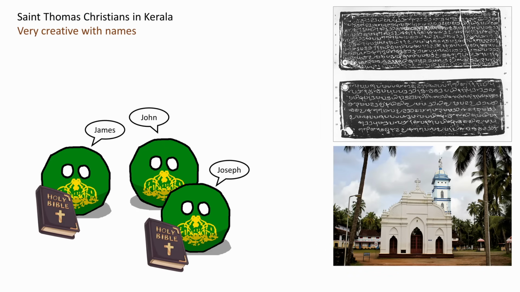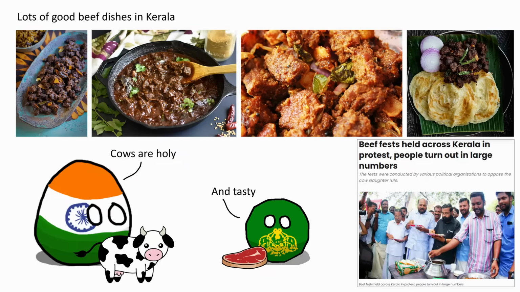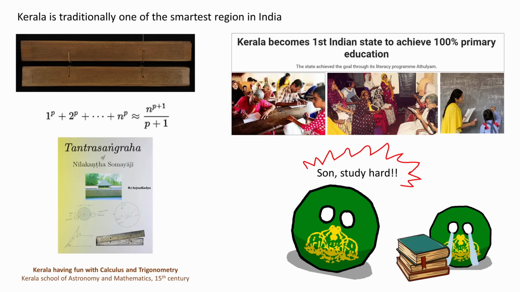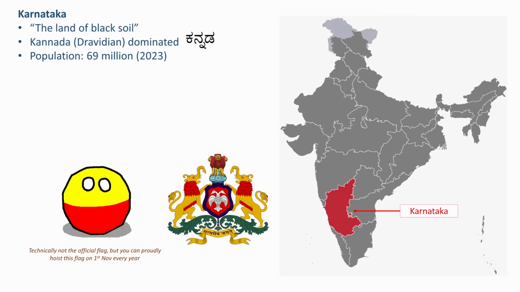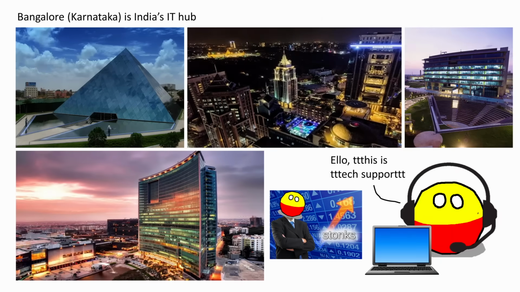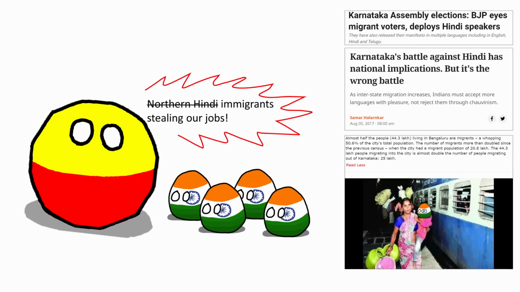Thomas Christians whose names start with J, crazy about coconuts, eats lots of beef, literacy rate go boom boom, and doing its best to migrate to the Middle East. Moving up, there is the Kannada-speaking Karnataka, smart IT engineers and scammers, not much water, and the people here not happy with migrants from other states.